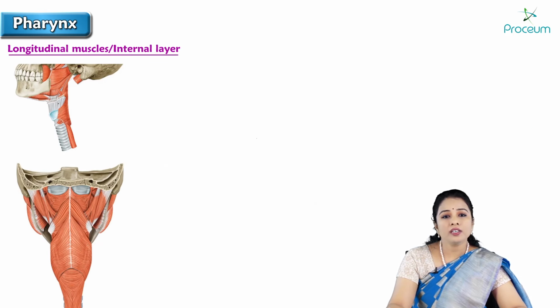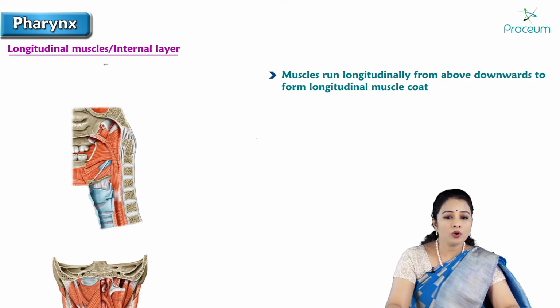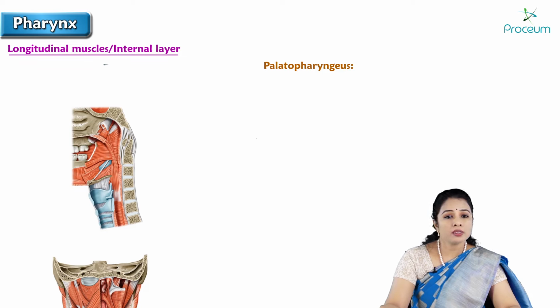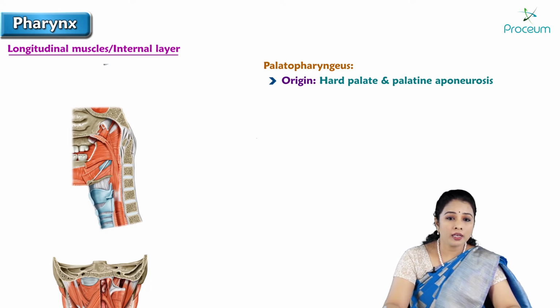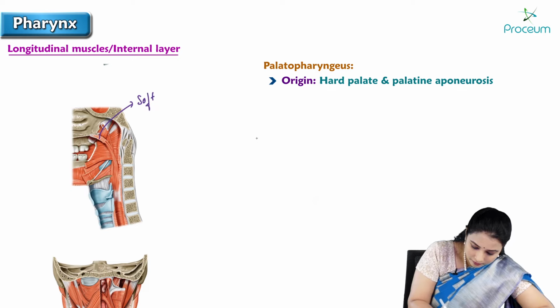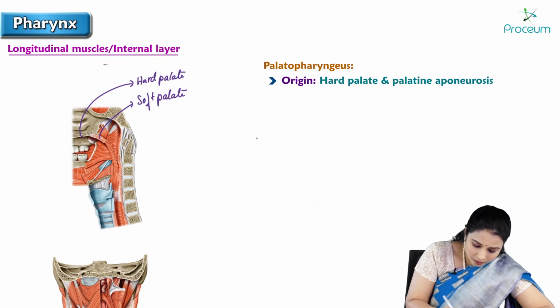Now, let us see the longitudinally running muscles. Longitudinal muscles form the internal layer of the muscular coat. These muscles run longitudinally from above downwards to form a longitudinal muscle coat. The first muscle which I am going to discuss is the palatopharyngeus muscle. Palatopharyngeus gains its origin from the hard palate and palatine aponeurosis. So here this is the soft palate, and we can see the hard palate as well. The muscle which is emerging out from this soft palate is palatopharyngeus.